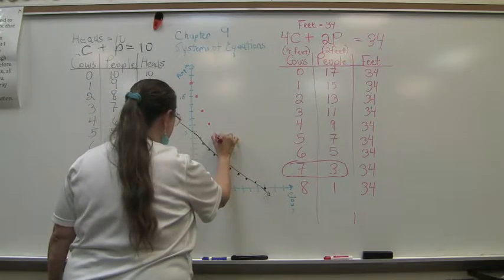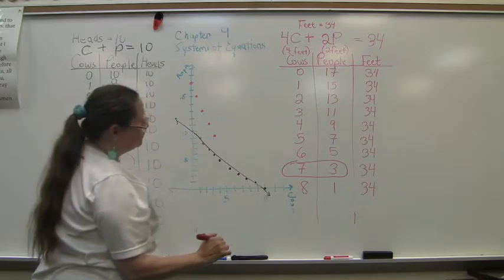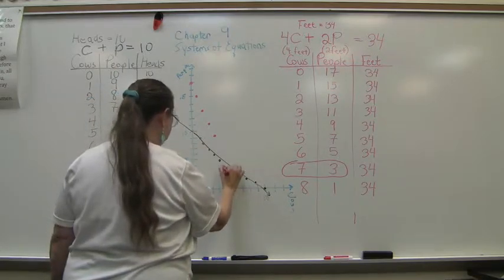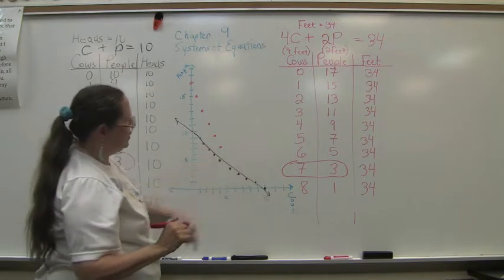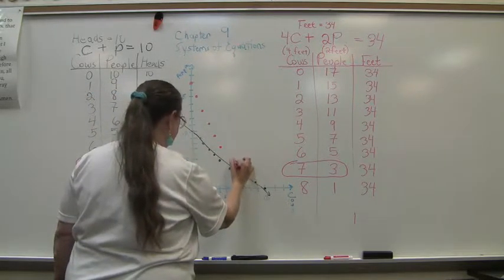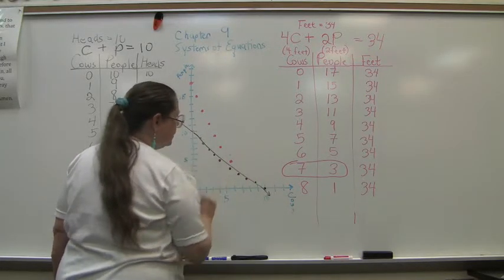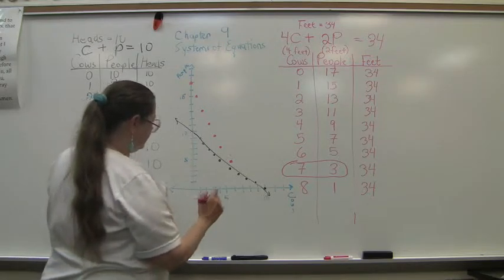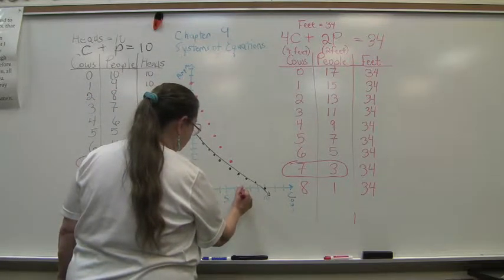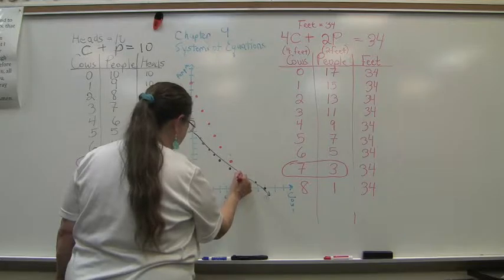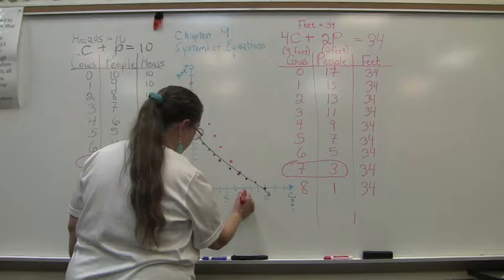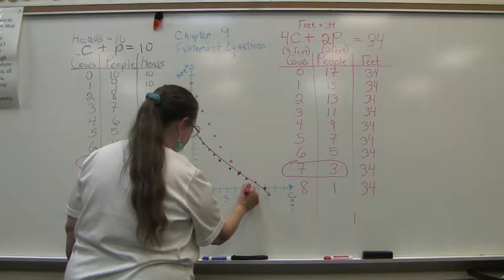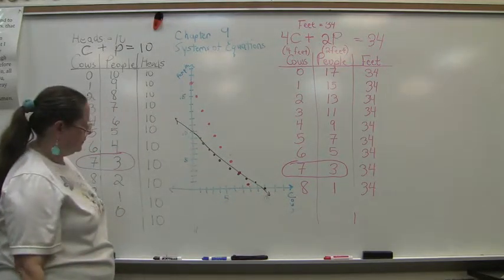Let's see. 5 cows and 7 people. 6 cows and 5 people, right there. Okay, 7 and 3, right there. Okay, and then 8 cows and 1 person, right there. Okay, 8 and 1.